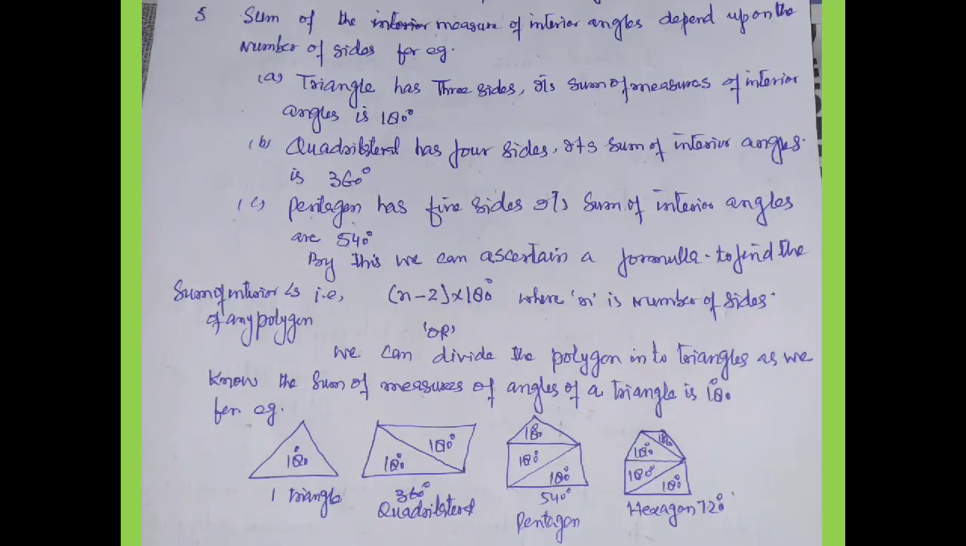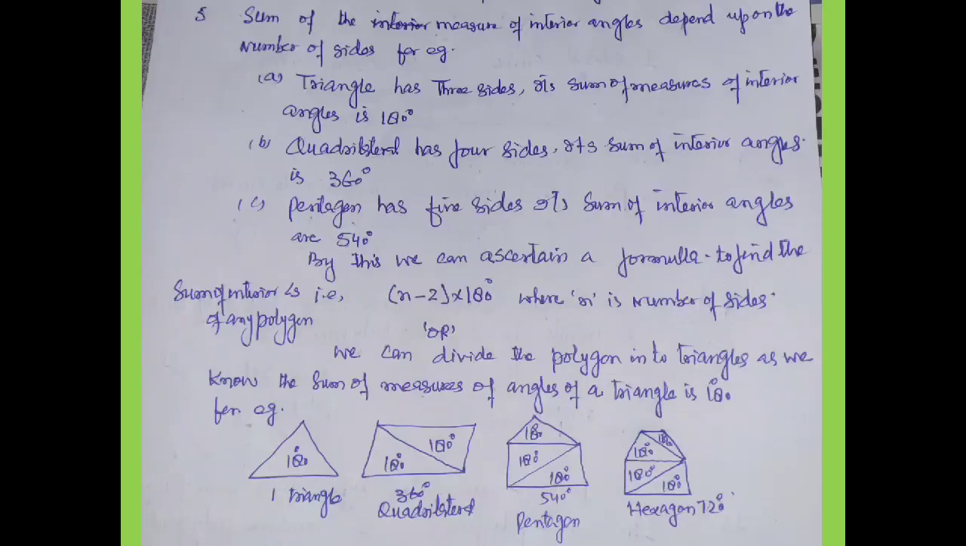Some of the measures of the interior angles depend upon the number of sides. For example, a triangle has three sides, therefore its sum of measures of interior angles is 180 degrees. A quadrilateral has four sides, its sum of interior angles is 360 degrees. A pentagon has five sides, its sum of interior angles is 540 degrees.